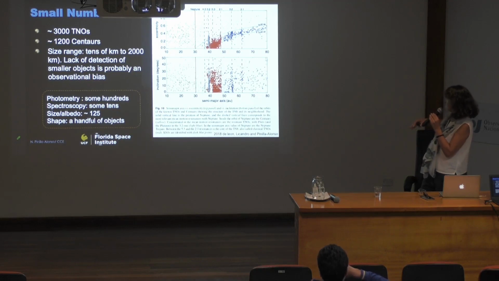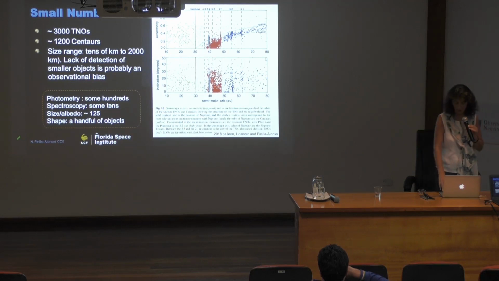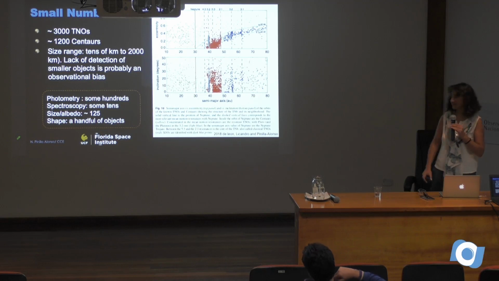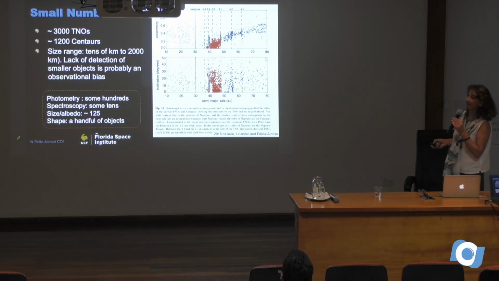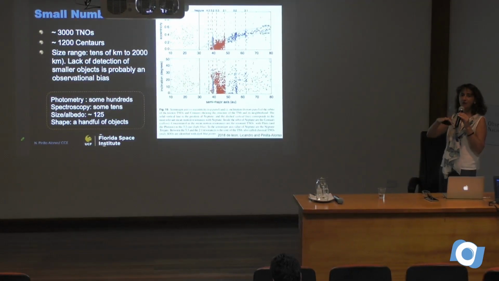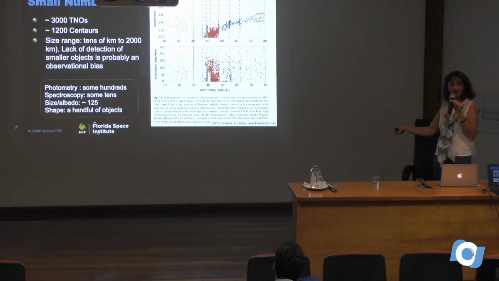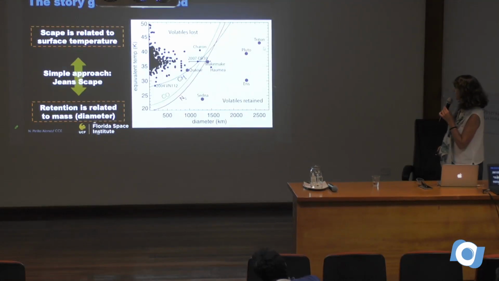So studying these different populations, we can try to guess things about how the disk was, where they formed. The size range for the TNOs, the ones that are discovered up to now, goes from tens of kilometers to about 2,000 kilometers, and probably the lack of smaller objects is a question of an observational bias. There are different ways to estimate smaller ones, and one way has been using observations from New Horizons of the craters on Pluto and on Charon, so that you can know the smaller populations.